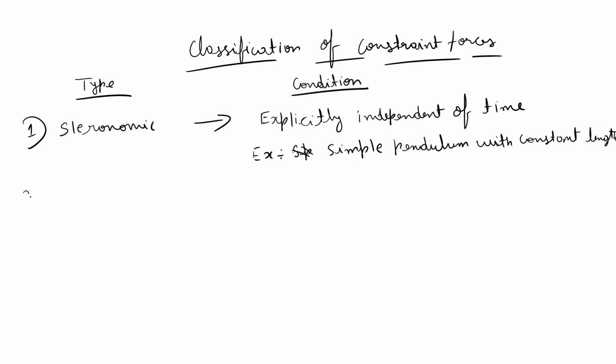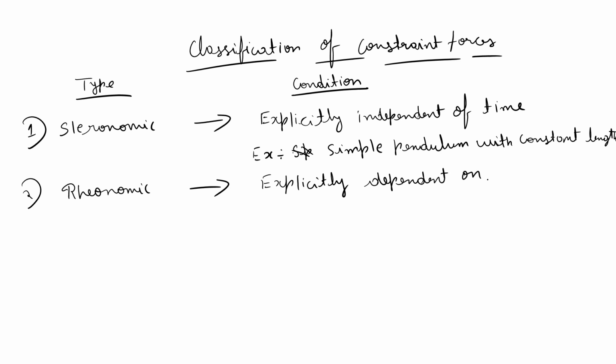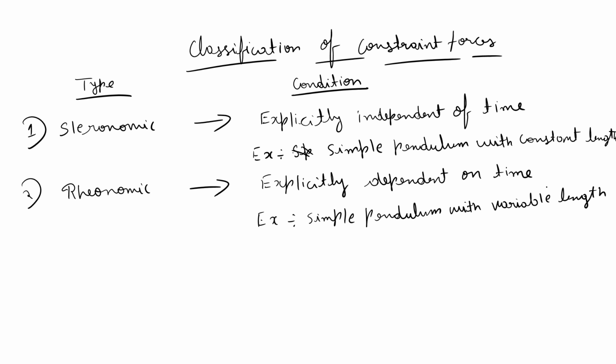Very simple. Then we talk about rheonomic. Rheonomic is explicitly dependent on time. What would be the example of such a rheonomic system? A simple pendulum with variable length. We can take the same example of a simple pendulum and make its length vary. How can we write it as a function of time? If this is a position with respect to time, it will be a square of t. This is how we write the condition.